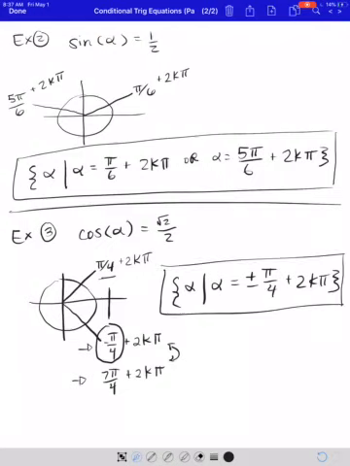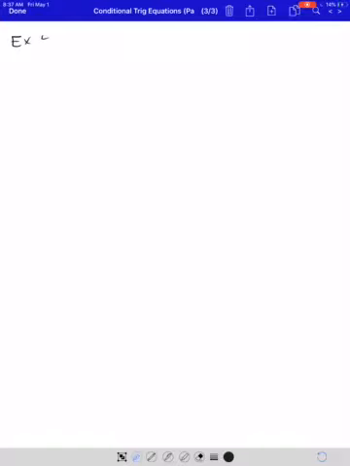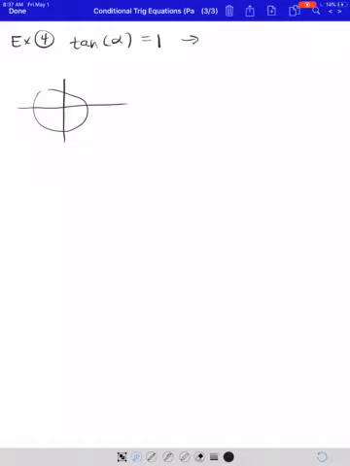Let's try one more example. Example 4. This time we are going to solve tangent of alpha is equal to 1. Again, first thing is, let's just locate where does tangent equal 1. And one way to do this is notice tangent of alpha is equivalent to sine alpha over cosine alpha. So sine alpha over cosine alpha is equal to 1. And if I multiply both sides of this equation by cosine alpha, what we would get is sine of alpha is equal to cosine of alpha. And so now we're just looking for an angle where sine is equivalent to cosine. And where does that happen?